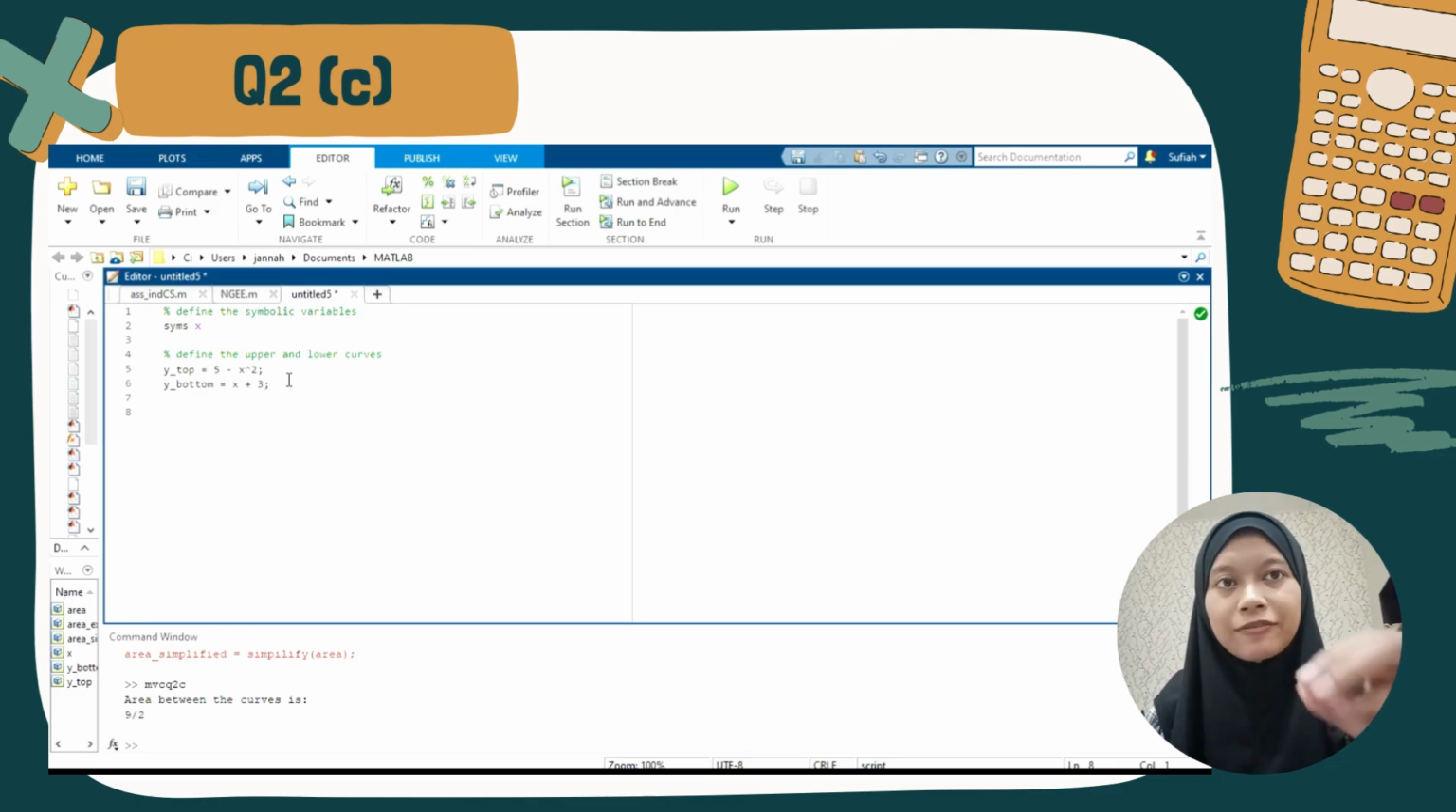After we define the top and the bottom, don't forget the semicolon. The semicolon is very important in MATLAB. If we don't put the semicolon, the code is not going to run.